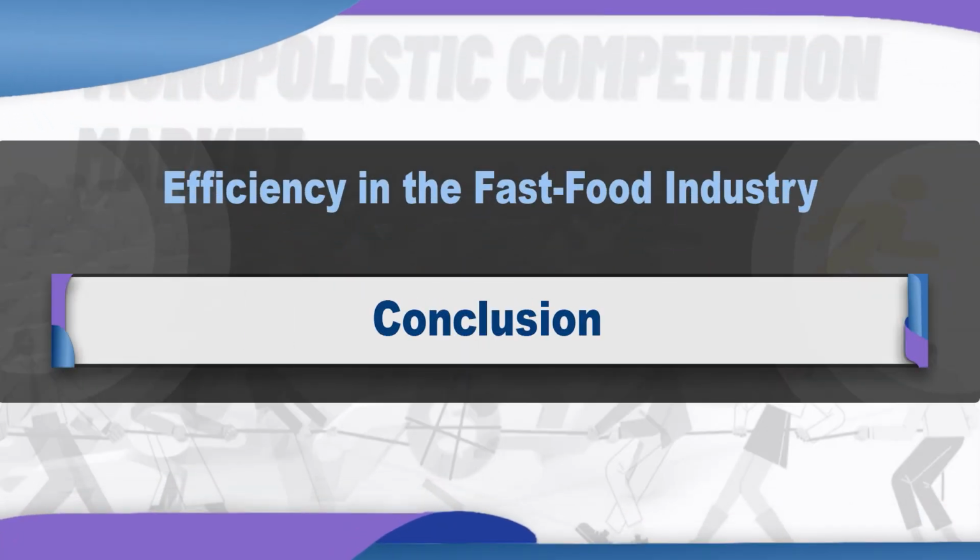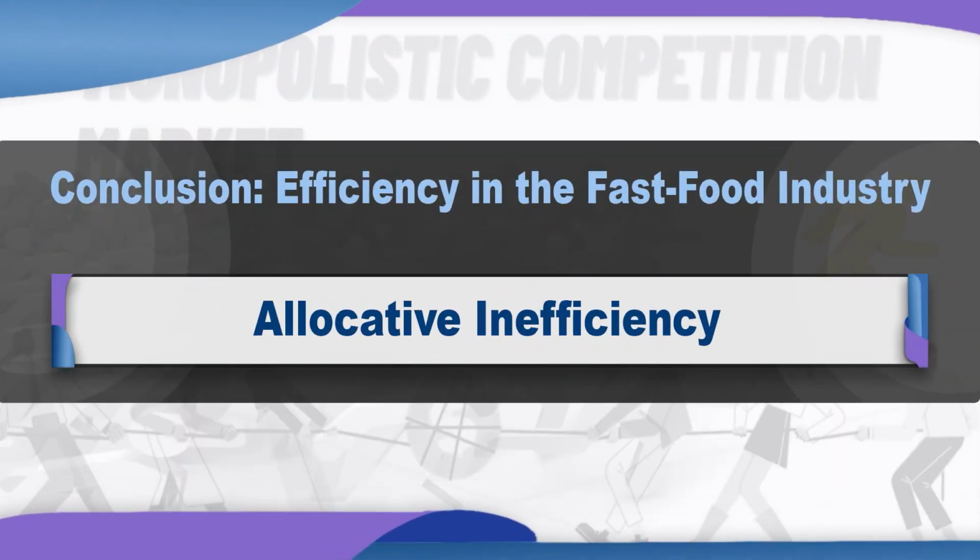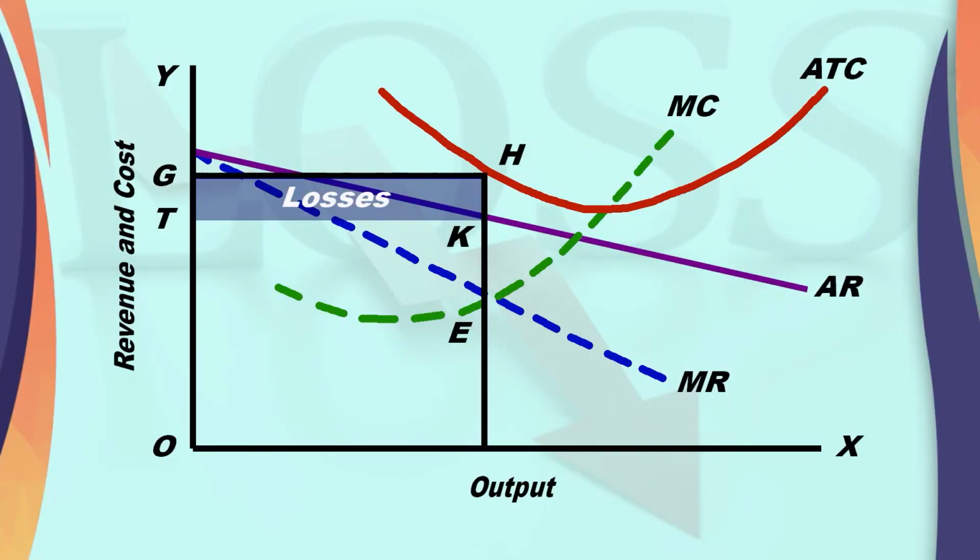So, if we conclude this case, then we can say that the fast food industry illustrates key features of monopolistic competition, that is, allocative inefficiency, which says that price is greater than marginal cost and there is some loss mutually in the transaction.